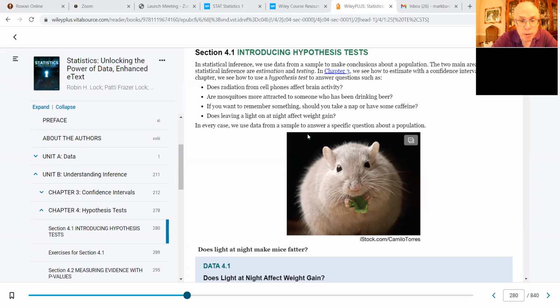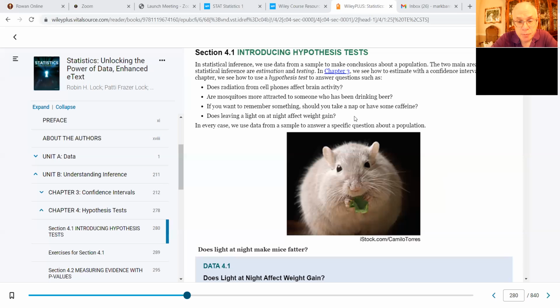Now they have listed here some examples of research questions. Some of them are kind of silly, like are mosquitoes more attractive to someone who's been drinking beer? I don't know why anybody would be interested in that. But a more realistic one would be something like a school district looking at a new reading program, and they're testing to see if the new reading program leads to better reading among their students versus a current reading program. That would be an example where they would set up a hypothesis about the new reading program. Those are the types of things that we'll be looking at.